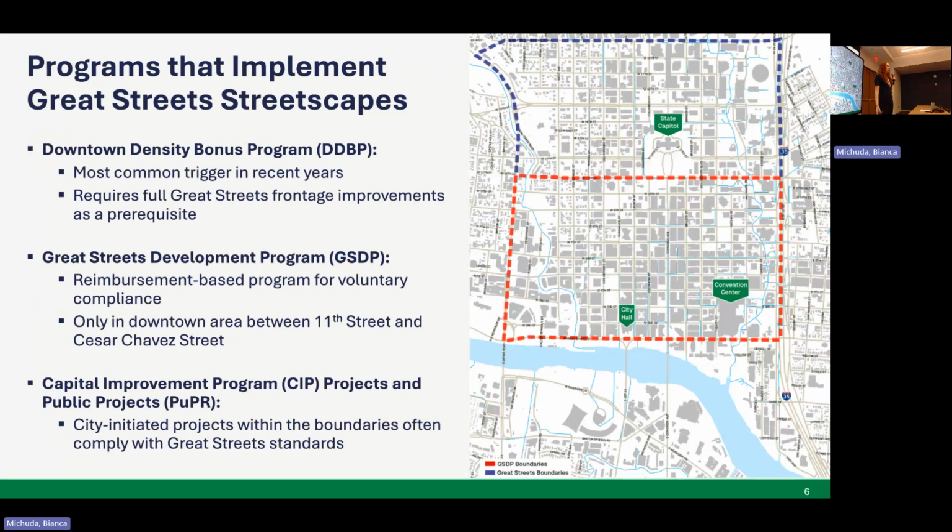The third way is through CIP projects. So like right here on Cesar Chavez, on Second Street, as well as Brazos, those are our 3 CIP projects for great streets.